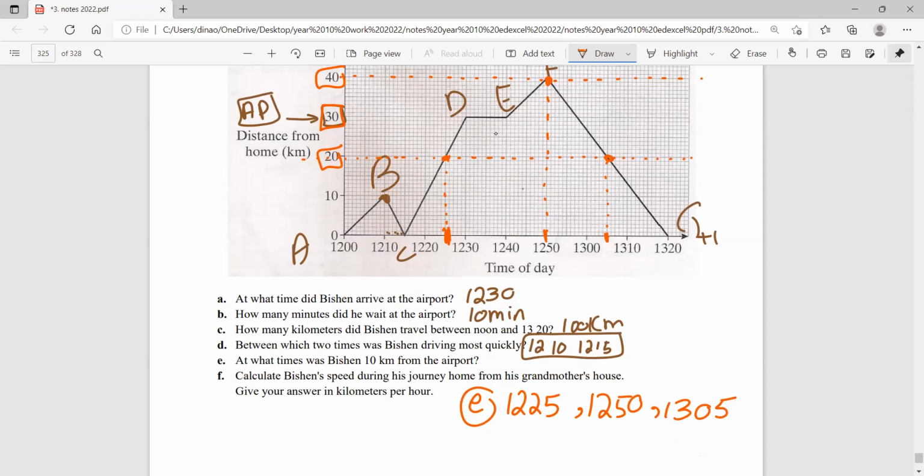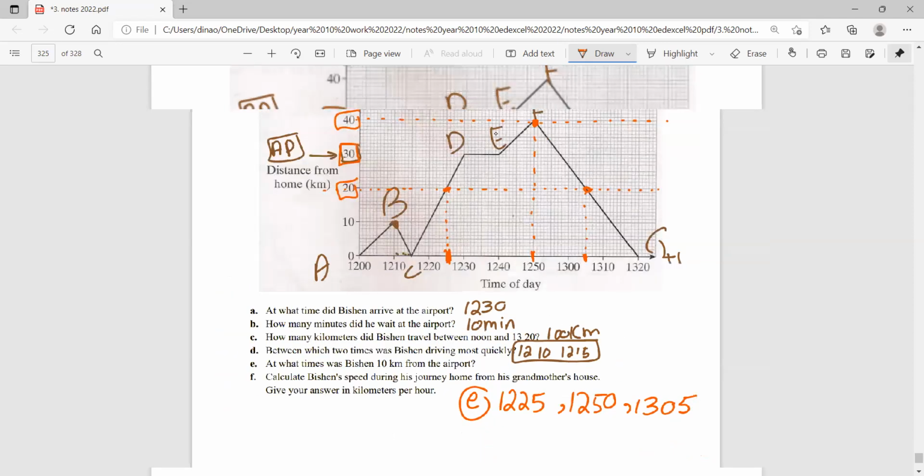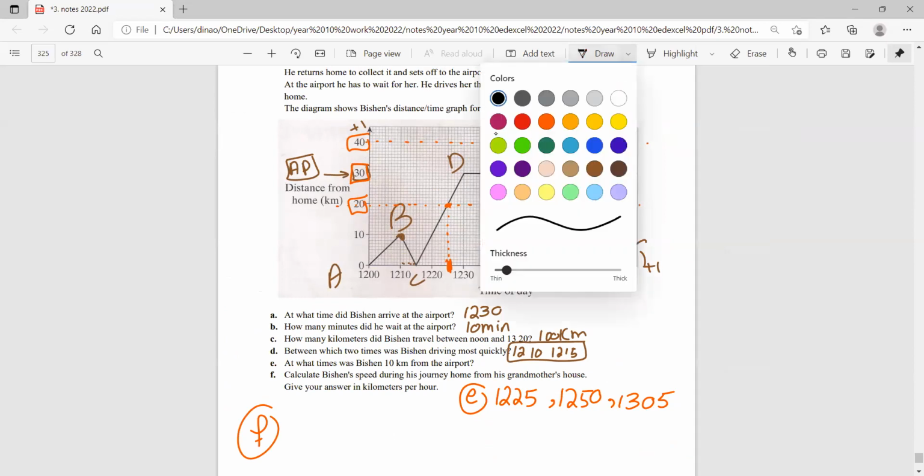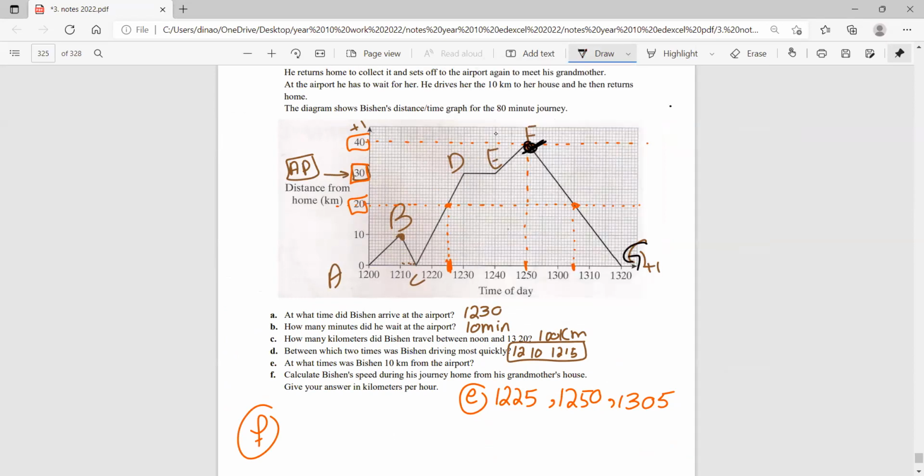Okay, let's see the last question, which is question number F. Calculate Bishan's speed during his journey home from his grandmother's house. Which 2 points are we discussing? Point F and point G. At point F, this is his grandmother's house, and point G, this is his house. Speed is distance over time. The distance is in kilometers. His grandmother is 40 kilometers away from his house.